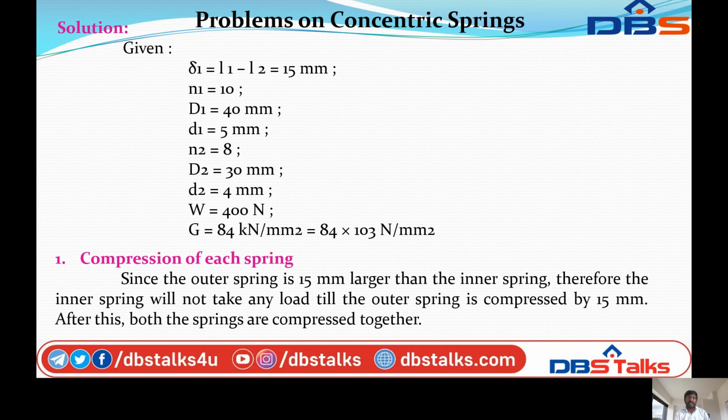So next we can calculate the compression of each spring. Since the outer spring is 15 mm longer than the inner spring, the inner spring will not take any load till the outer spring is compressed by 15 mm. After this, both the springs are compressed together.